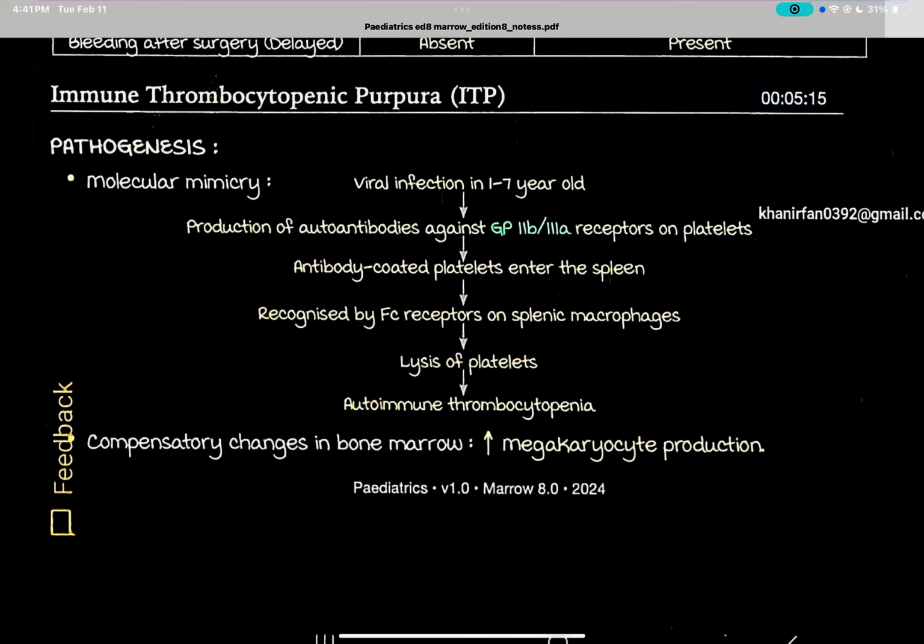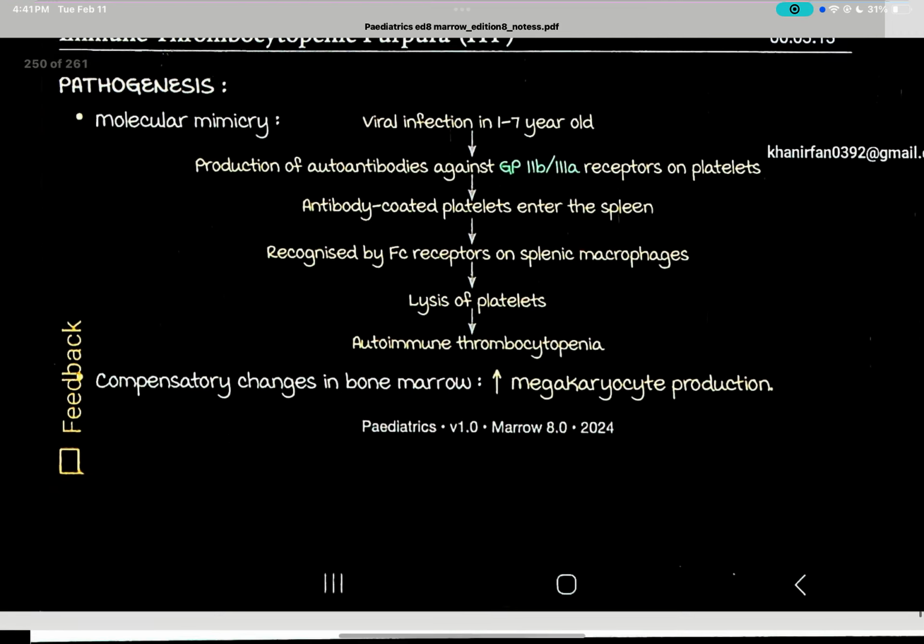ITP, immune thrombocytopenic purpura. Pathogenesis: molecular mimicry, viral infection in a 1 to 7-year-old, production of autoantibodies against GP2B 3A receptors on platelets. Antibody-coated platelets enter the spleen and are recognized by Fc receptors on splenic macrophages, causing lysis of platelets and autoimmune thrombocytopenia. Compensatory changes in bone marrow: increased megakaryocyte production.